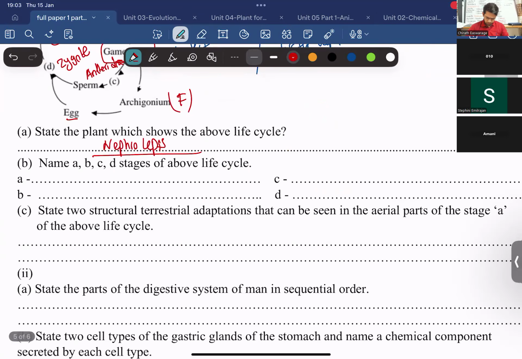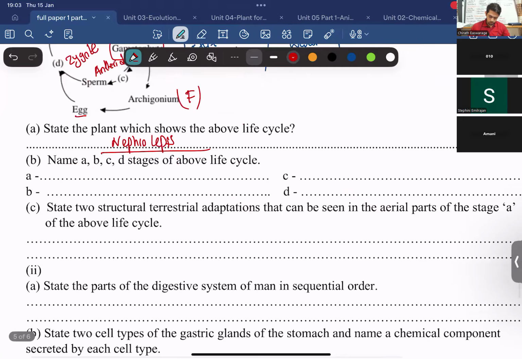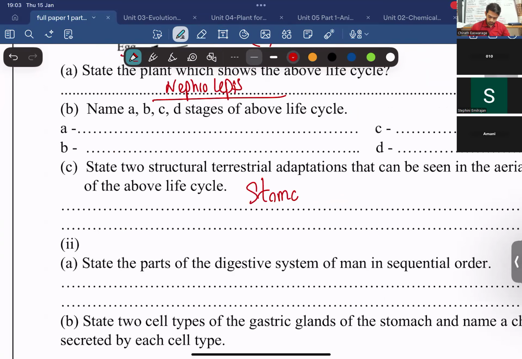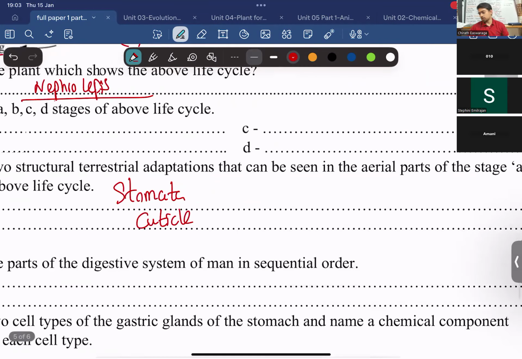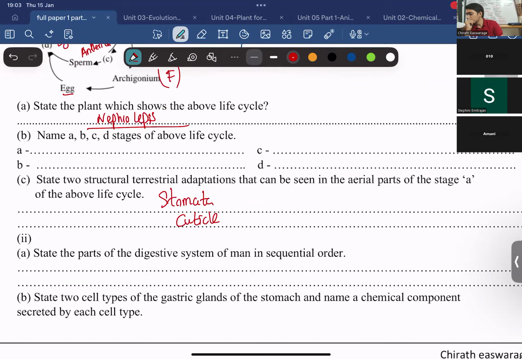Two terrestrial adaptations that can be seen in aerial parts. What are the things? You have stomata and a cuticle. Stomata are found for gaseous exchange. Cuticle is to prevent desiccation. The cuticle puts a lipid layer over the surface of the plant to prevent desiccation.